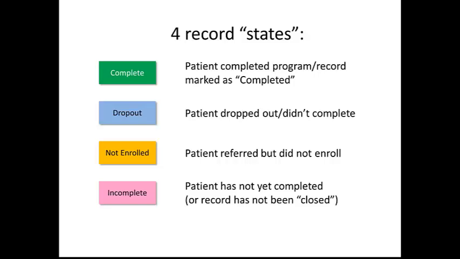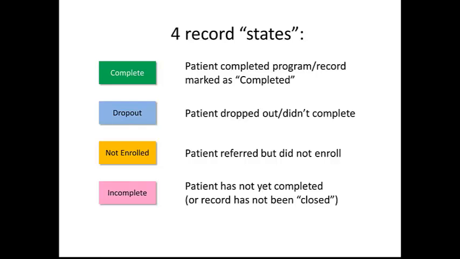Now for the patient table, there are 4 states that a record can be in. If it's complete, that means that the patient has completed the program and their record has been marked as completed. A dropout signifies that the patient has dropped out and that their record has been marked as did not complete. Not enrolled means that the patient was referred but did not enroll, and there would be no starting date.